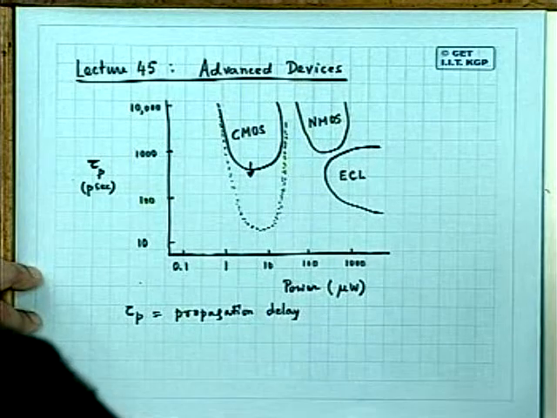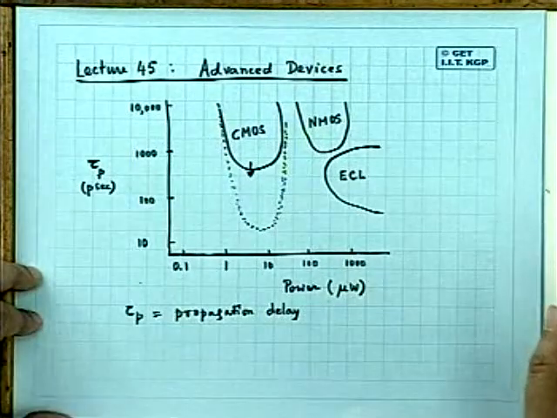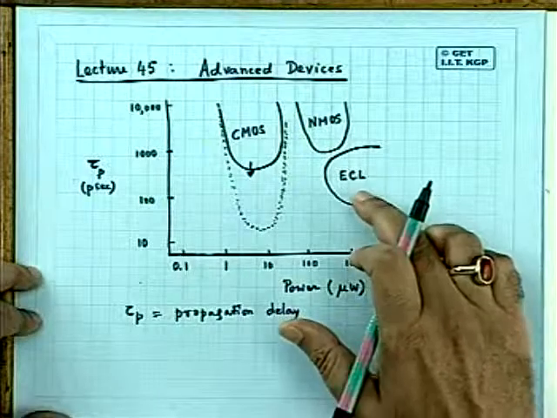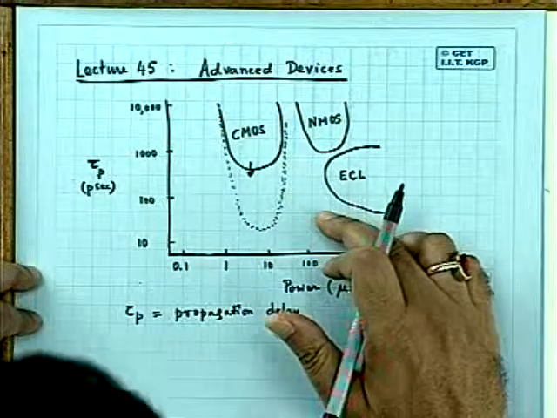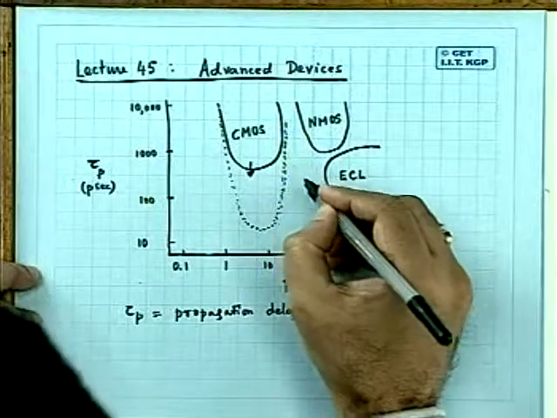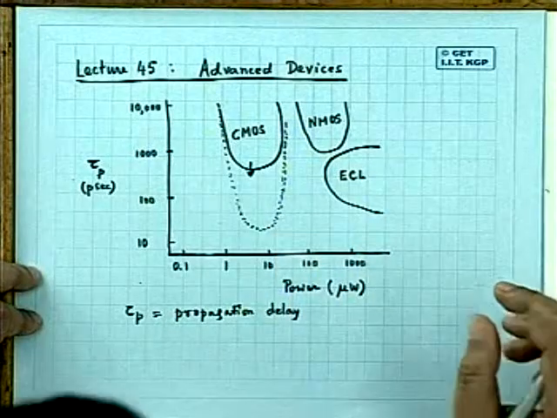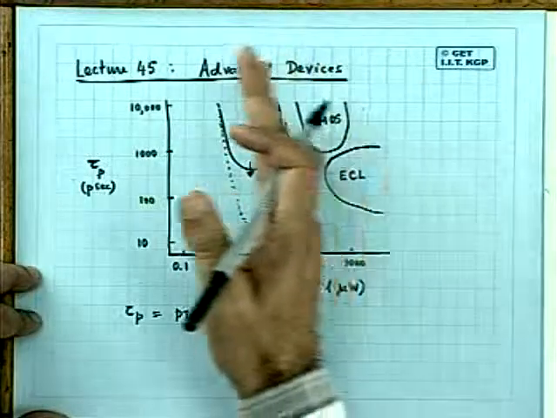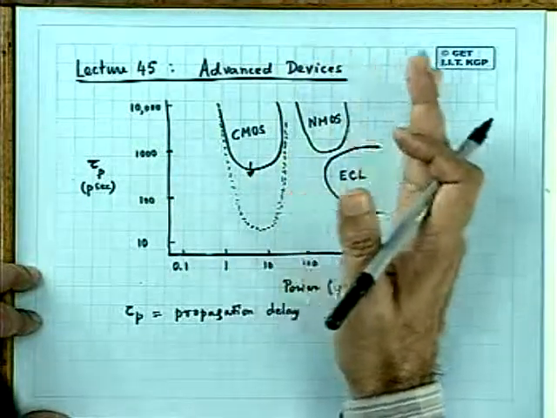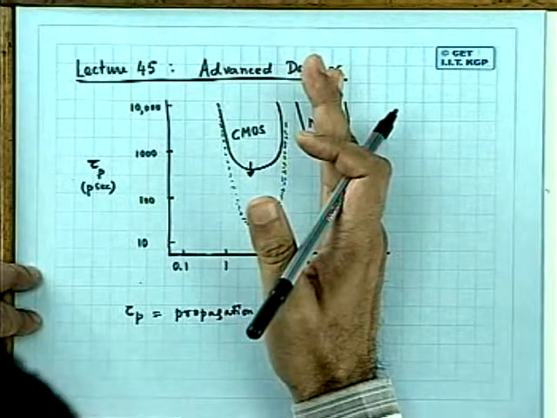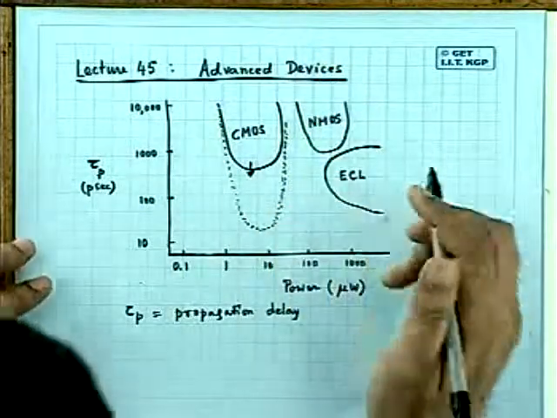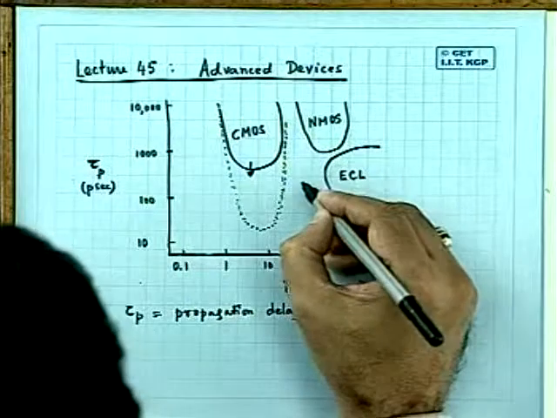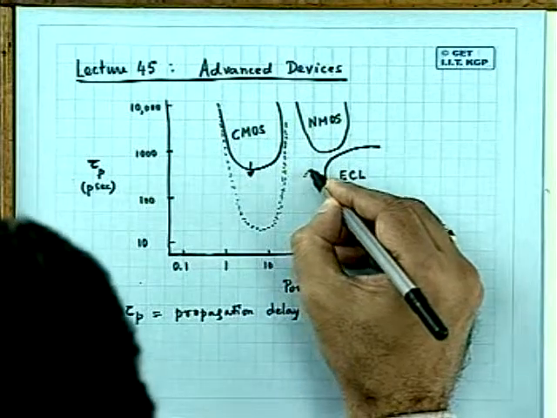Then come to the HBT, the heterojunction bipolar transistors, which was a superior technology as compared to the conventional ECL. The use of HBTs in ECL further reduced the power dissipation and also reduced the propagation delay, and the curve was somewhere here.